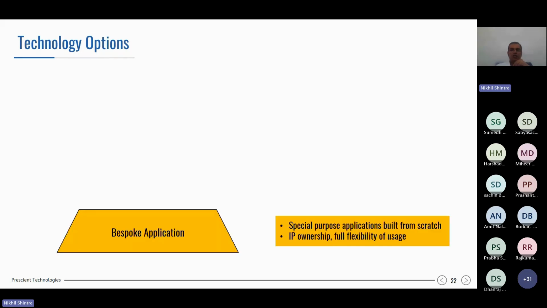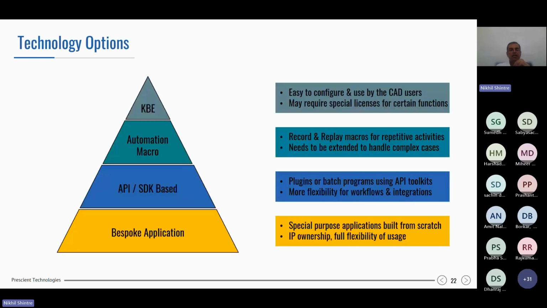Very first is about technology options. So whenever we want to implement automation, there are many different options available. In some cases you can go for a completely independent application, which is not dependent on any CAD, which we call a bespoke application. Second could come in the form of a certain API or SDK based plugin. The third thing could be automation macros, which are typically record and replay kind of macros. And fourth could be, of course, the KBE templates. So these are 4 broad options that we see.